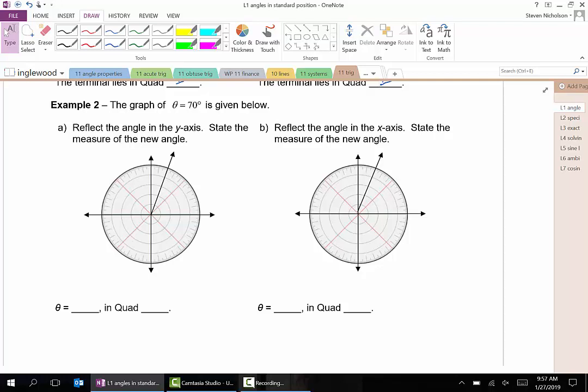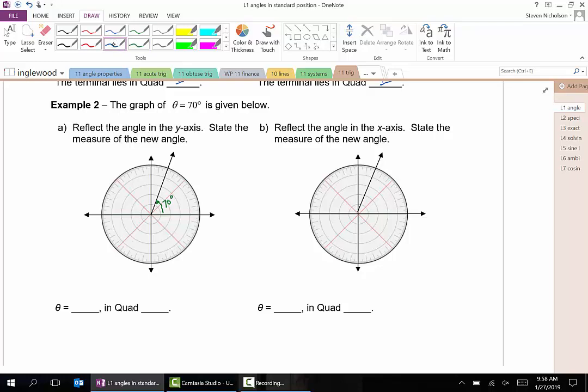That's the big idea. So here's our picture of an angle, and it's 70 degrees, and it's actually on a protractor, and actually is pretty good, 70 degrees. But here it is right here. So this angle right here is 70 degrees. And what we want to do is we want to reflect this in the y-axis and tell me what this new measure is and what quadrant it's in.